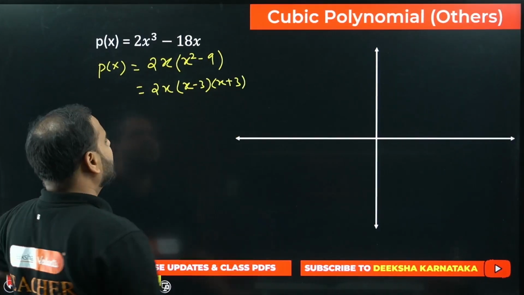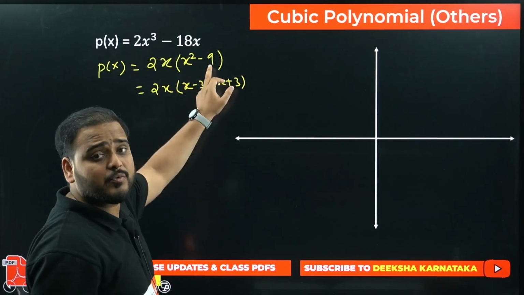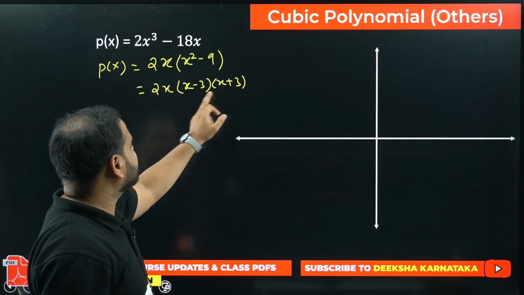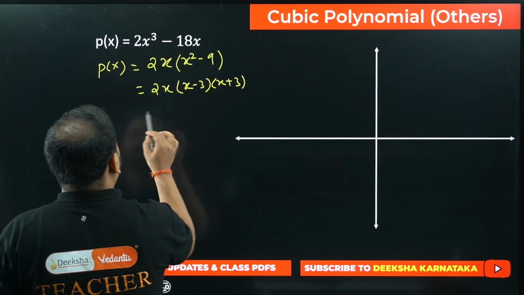How come, sir? X square minus 9 is how much? X square minus 3 square. So a square minus b square gives x minus 3 and x plus 3. Simple enough. Alright, so what are the zeros?